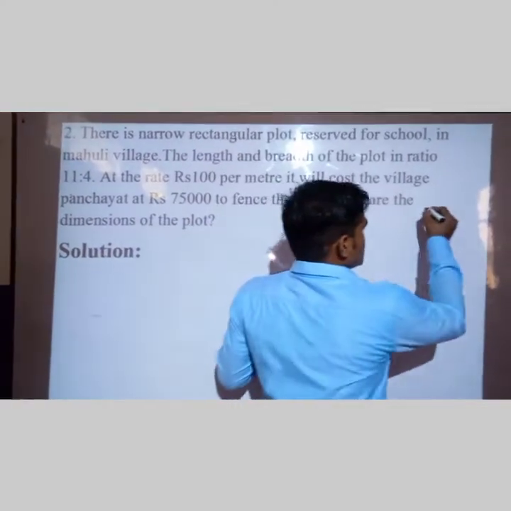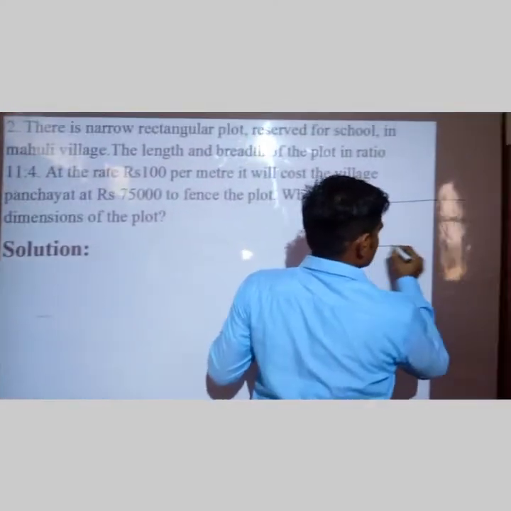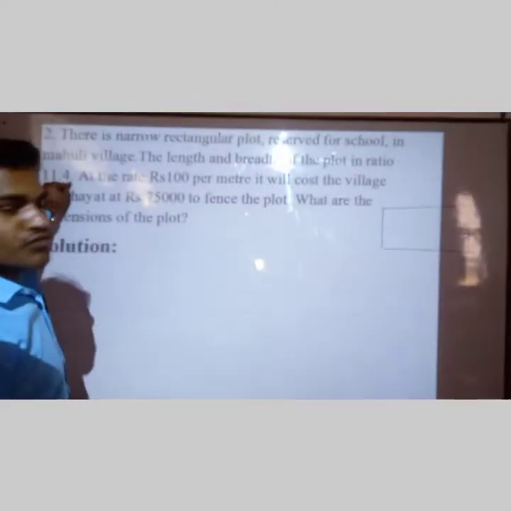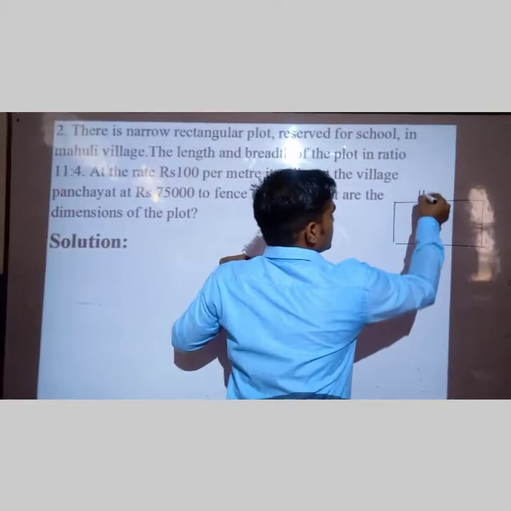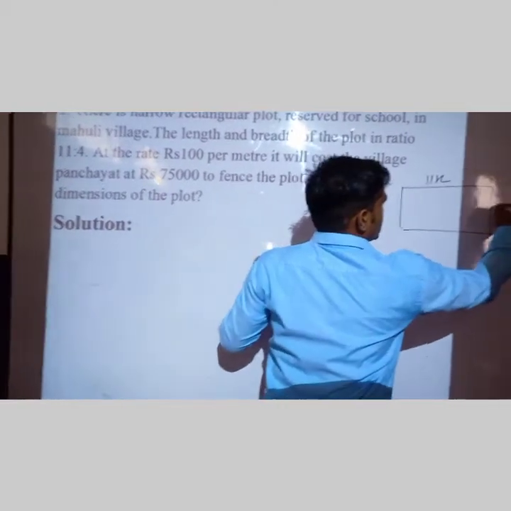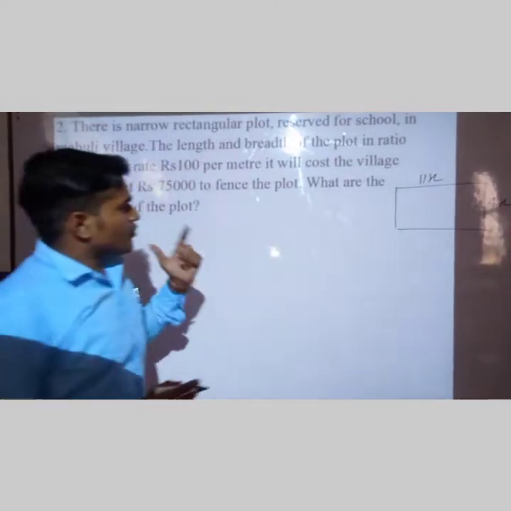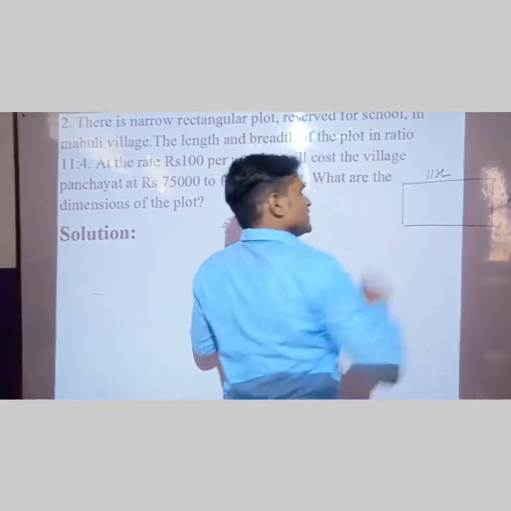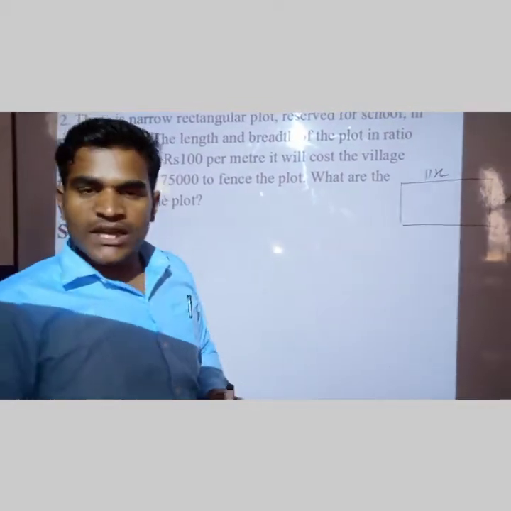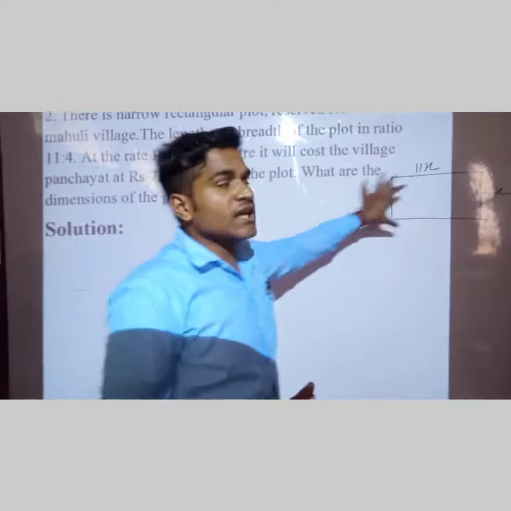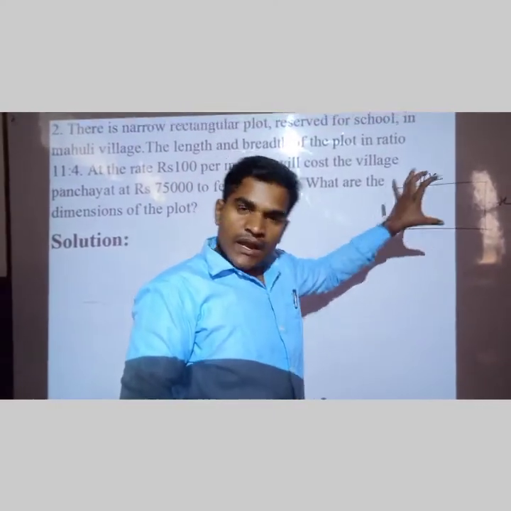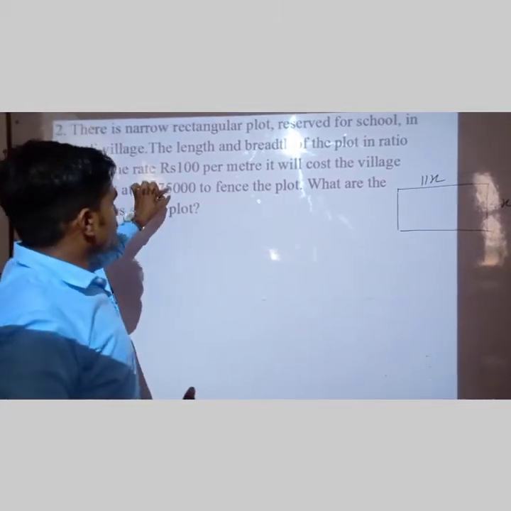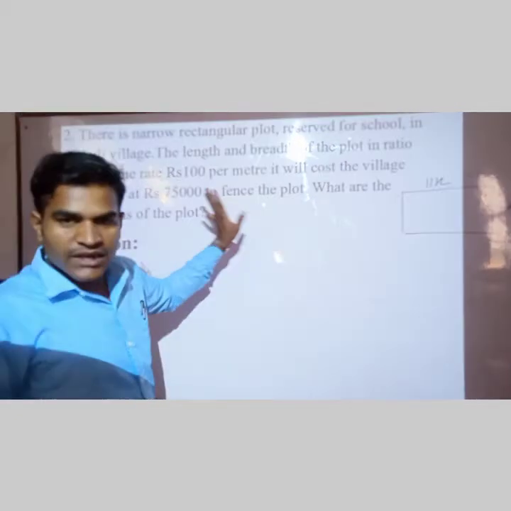Suppose that this is the plot, and its dimensions, length and breadth, are given in ratio 11 is to 4. So we consider its length will be 11x and breadth will be 4x. First we will find the total length for fencing. It means first we will find out the perimeter of the plot. The perimeter of the plot multiplied by 100 equals 75,000 according to the question.